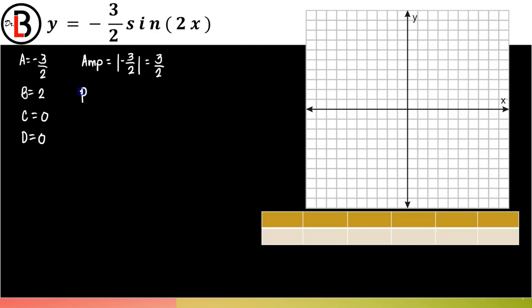Let's go to the period. P is 2 pi all over the absolute value of B. So that means the period is pi. Now it's important to know what we will be graphing here. So what I usually do is I divide the period into 4 parts. So now let's go to the intervals, or some people call it increments. So let's write it. Intervals or increments.